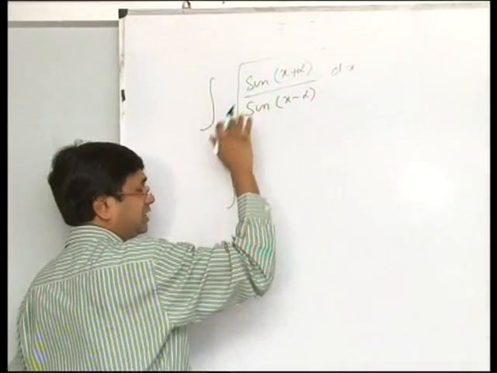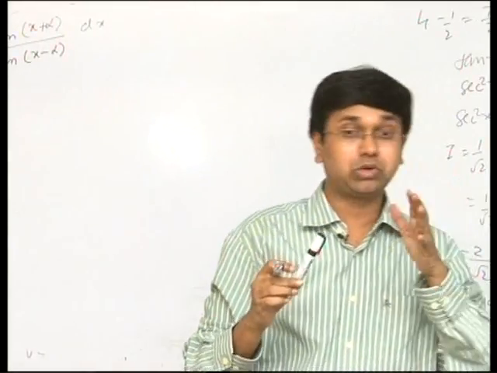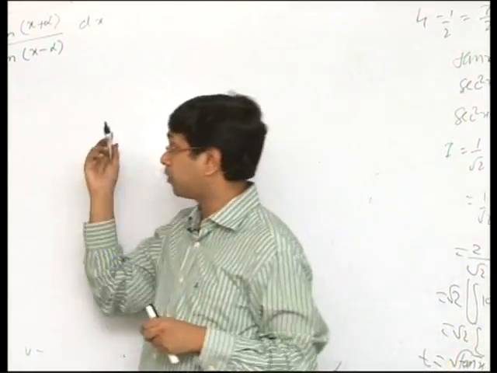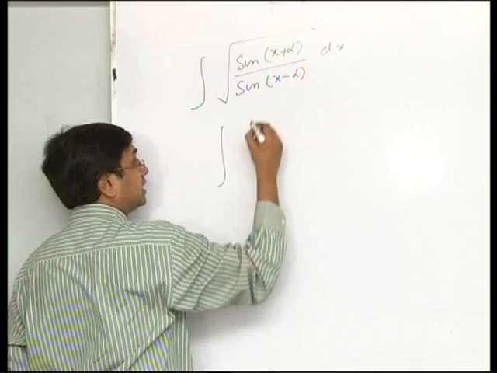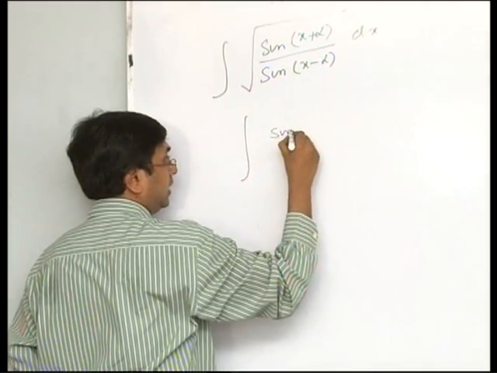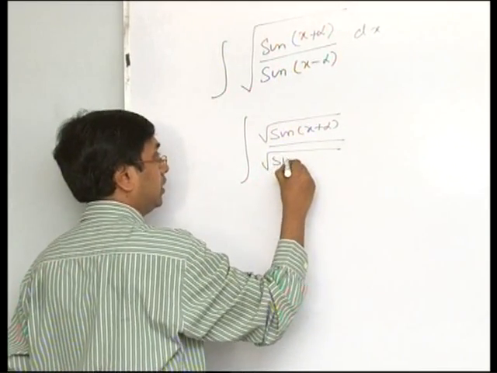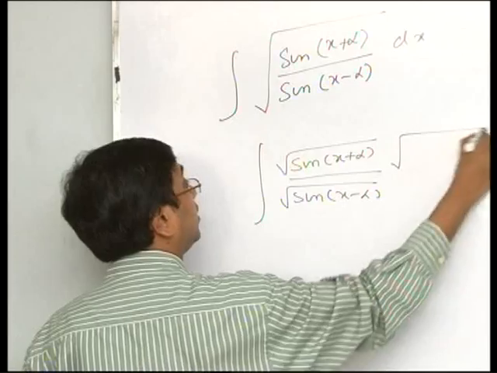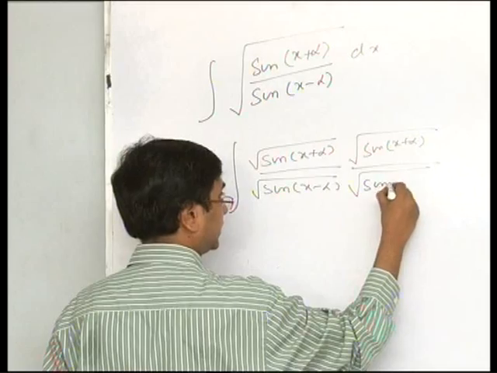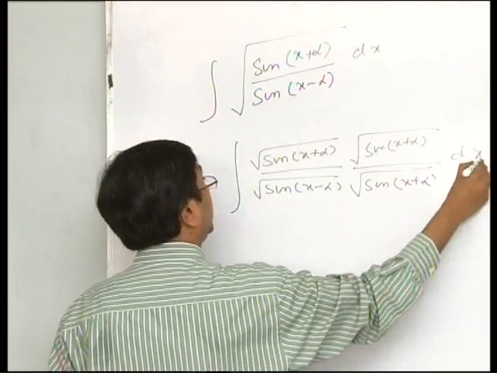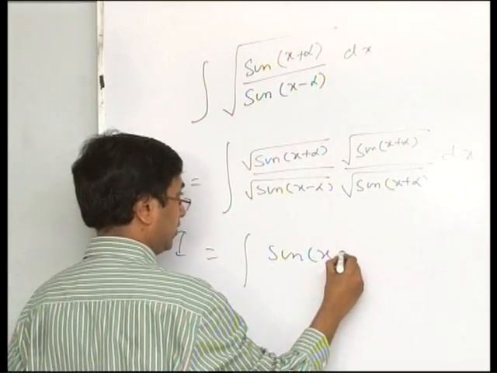I'll have to remove the root, and the root has to be removed from the denominator first. In this particular problem, these two have different angles, which suggests that I can multiply by the root of sin(x plus alpha). So this is the problem, and I am trying to remove the root. I am multiplying in this particular way. At least this way I don't have this root appearing in the denominator. What you will have is sin(x plus alpha) in the numerator.